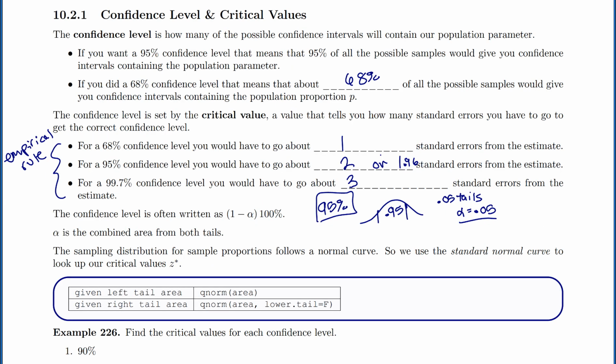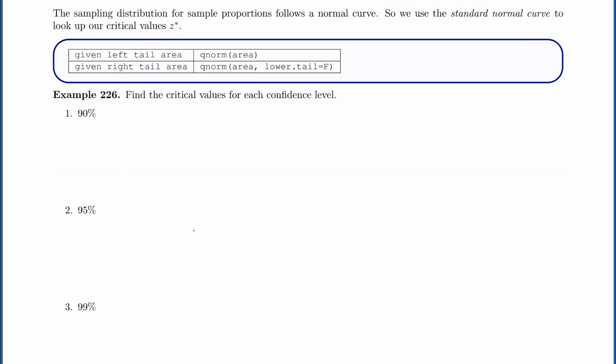The sampling distribution for our sample proportions follows a normal curve. So we use the standard normal curve to look up our critical values, which we're going to call Z star. So if you're given the left tail area, you look up qnorm of the area. If you're given the right tail area, we can use qnorm(area, lower.tail = FALSE) in R to figure out what those critical values Z star would be. So let me show you how we do this.